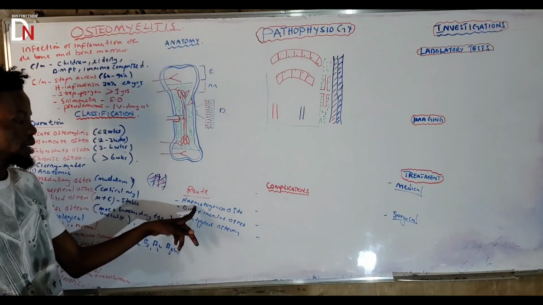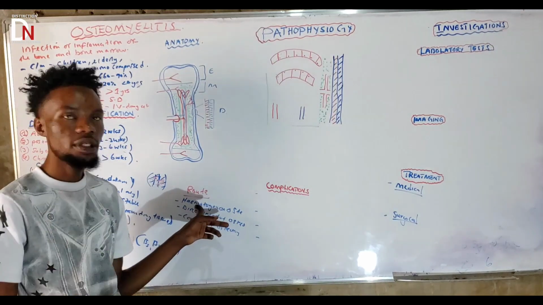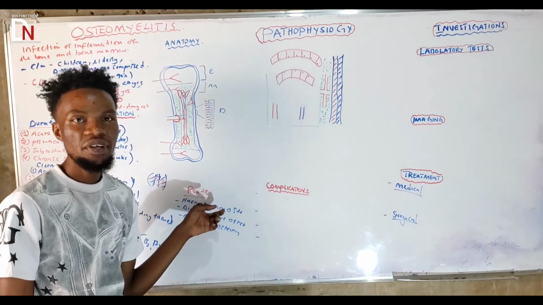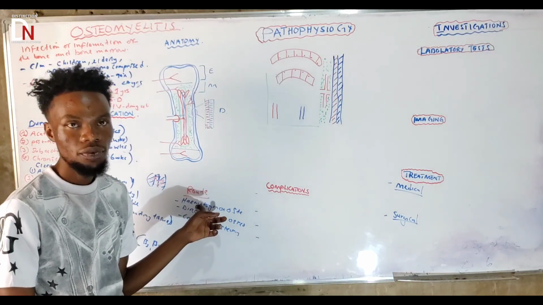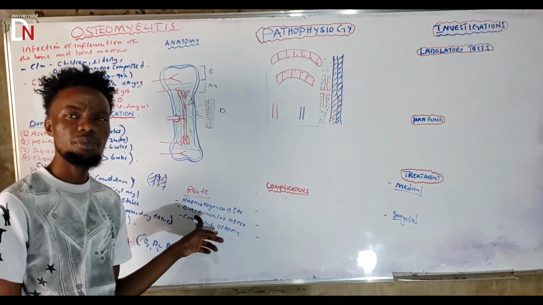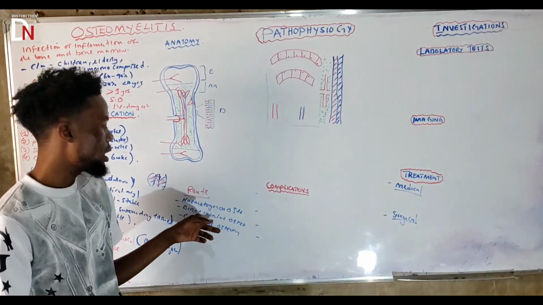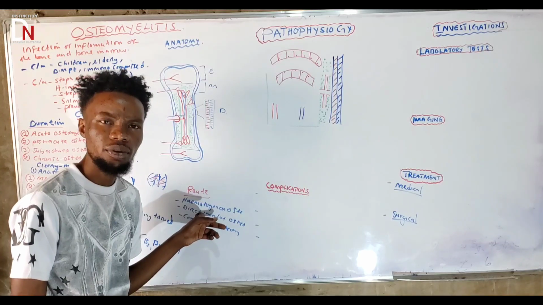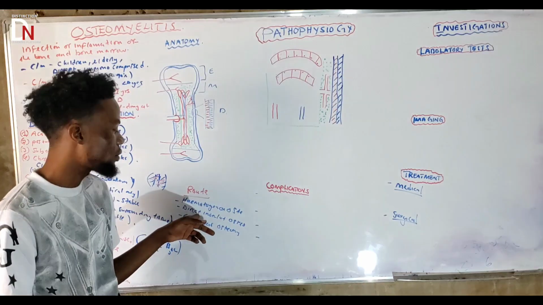So hematogenous, basically the infection causing osteomyelitis is via the bloodstream. Maybe someone had an upper respiratory tract infection like pharyngitis, or they're having a UTI, urinary tract infection, or a skin infection. That would basically be under hematogenous spread. Direct inoculation, maybe someone had an open fracture, or direct penetrating trauma like that. There are a lot of causes under direct inoculation.